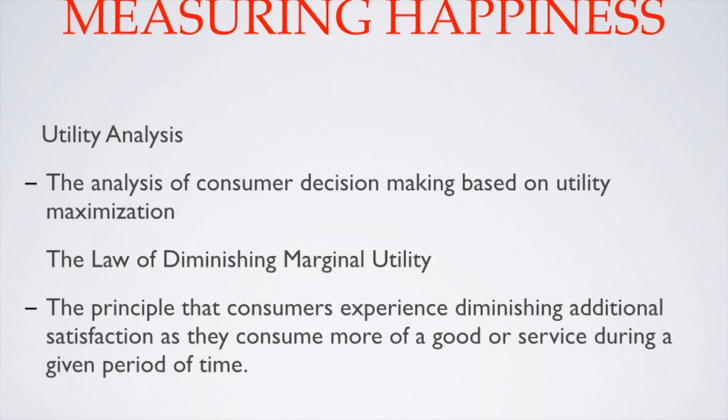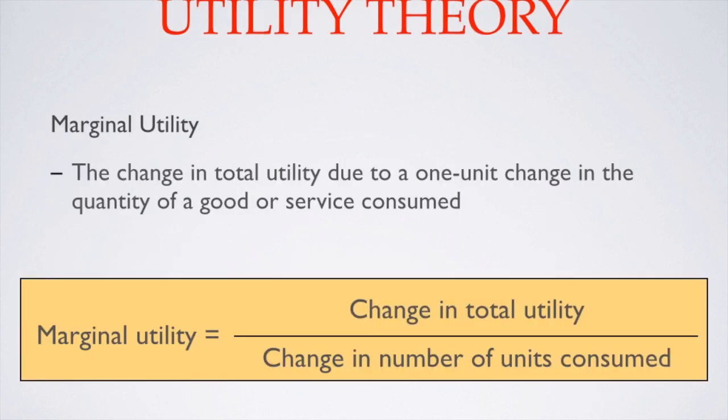The law of diminishing marginal utility states that as consumers consume more of a good or service during a specified amount of time, they will experience additional satisfaction, but at a diminishing rate. Utility analysis theory was developed by philosopher Jeremy Bentham. The school of thought is called utilitarianism. Marginal utility can be calculated using the marginal utility formula, where marginal utility equals the change in total utility divided by the change in the number of units consumed.